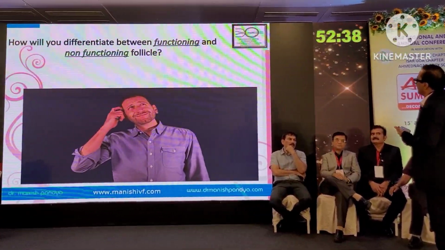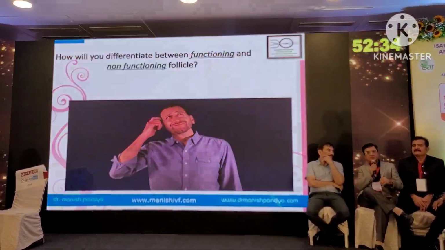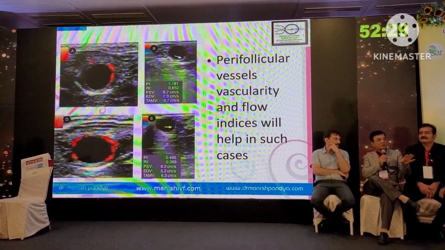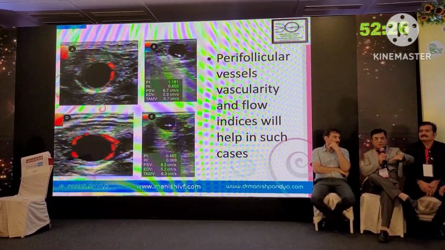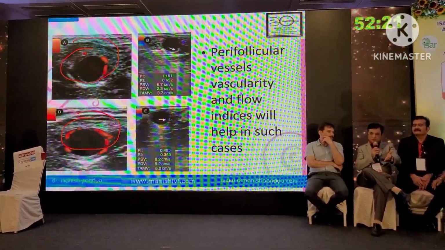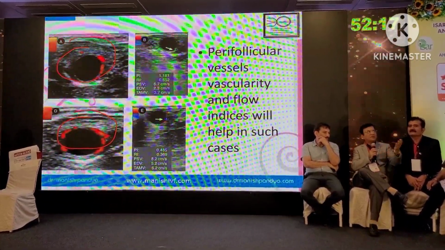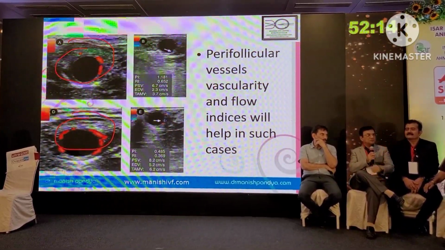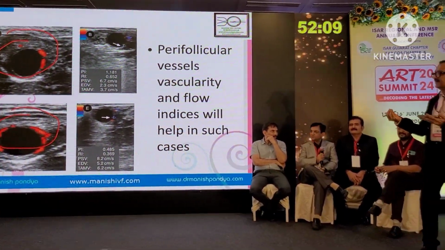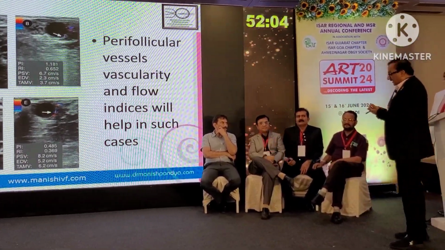How do you differentiate between functioning and non-functioning follicle? Yes, exactly. Anybody opine on this? Basically, for functioning and non-functioning follicle, we can take the help of color Doppler. Very good. If you switch on the color Doppler and see a nice color flow around the follicle, then it is a functioning follicle. If you see a dry kind of follicle, not much flow, then it is non-functioning. You have to see whether the follicle is green or lying in a desert. Desert doesn't have flow, green follicle has flow. So always see the perifollicular flow, which will help in your cases.